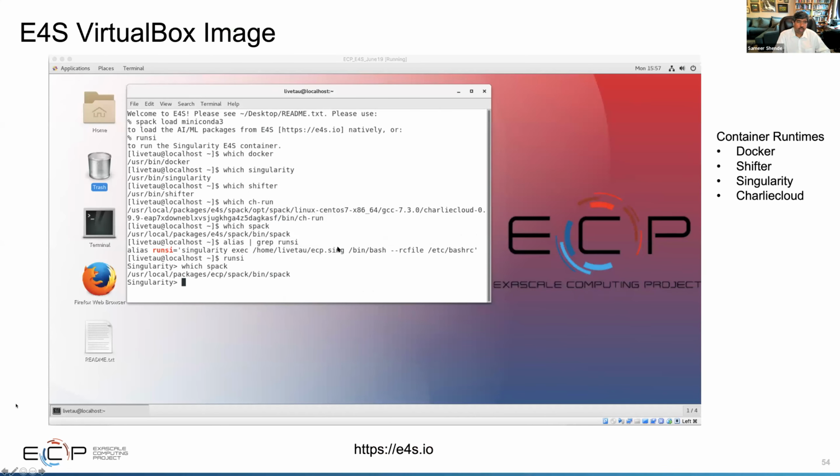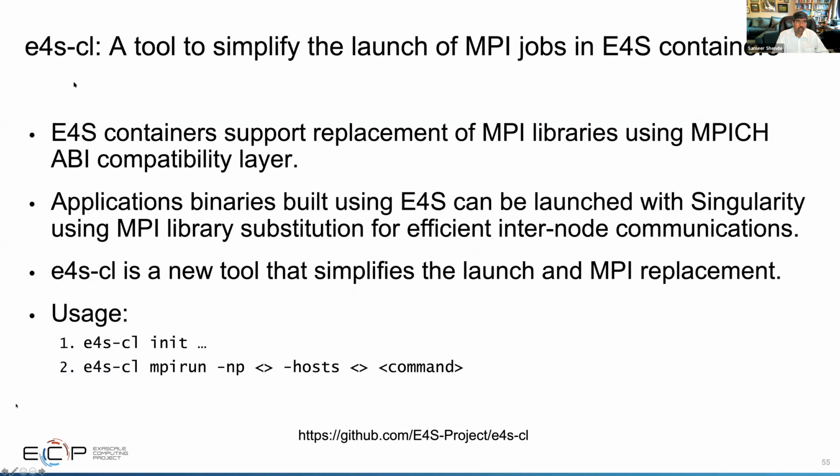We also have a VirtualBox image, which has container runtimes from Singularity, Shifter, Docker, and Charliecloud, all integrated in a single image. So you could run this VirtualBox image on, say, your laptop to learn more about the different packages, learn about Spack, and learn about these container runtimes. And of course, the E4S-CL tool, which is now available in beta testing at this website.